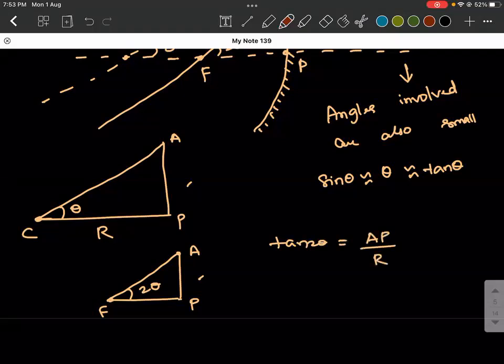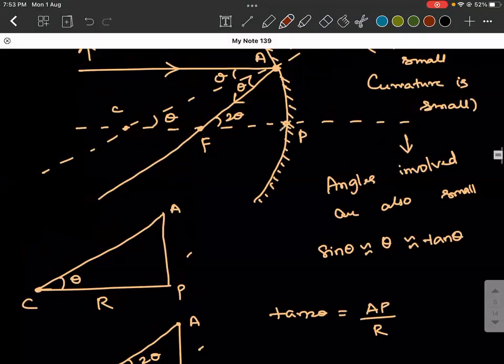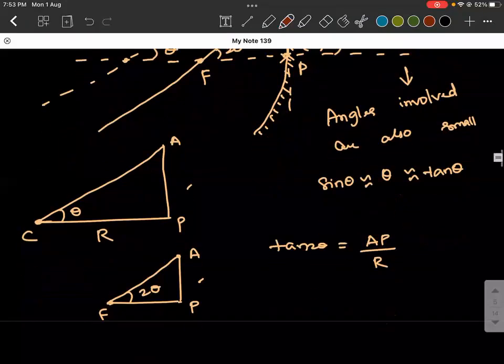AP by R. But here there is something called sign convention that we need to follow. So when I talk about sign convention, generally the point P is taken to be the origin. And if you divide it as the basic coordinate system, anything measured on the left is considered to be negative. Anything measured on the right is considered to be positive. So AP divided by R means R is negative.